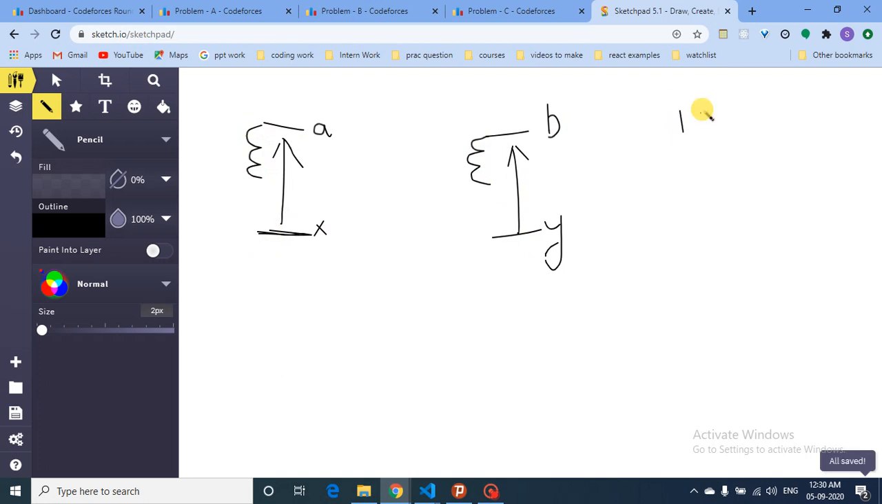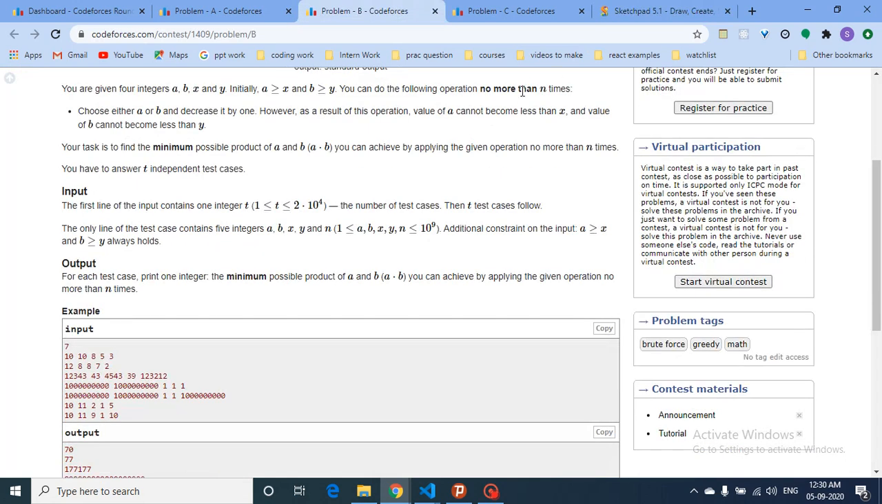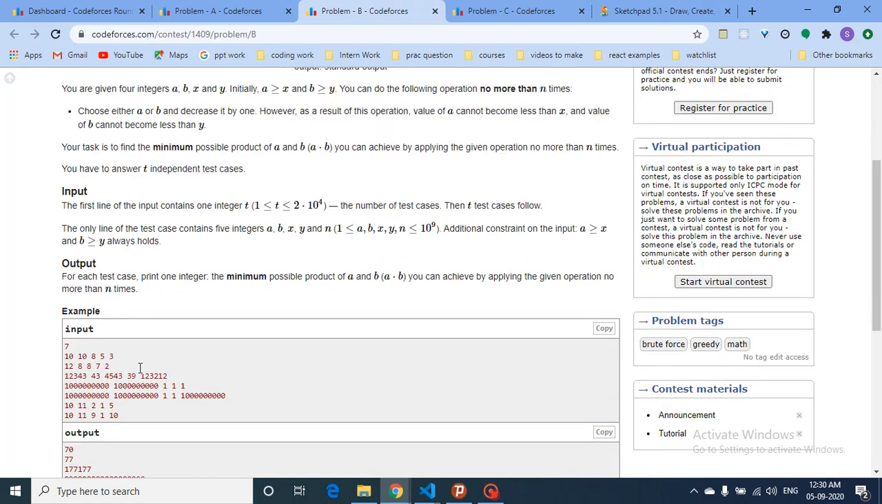If you have a like 1000 and the difference is just 100, you cannot decrease a by a lot of value. You just decrease it by this x amount. Same for the value b. You can do these steps no more than n times, and you can keep on decreasing a and b such that they cannot become less than x and y respectively. Now your task is to find the minimum possible product a times b after doing these operations not more than n times, and you have to answer t queries.